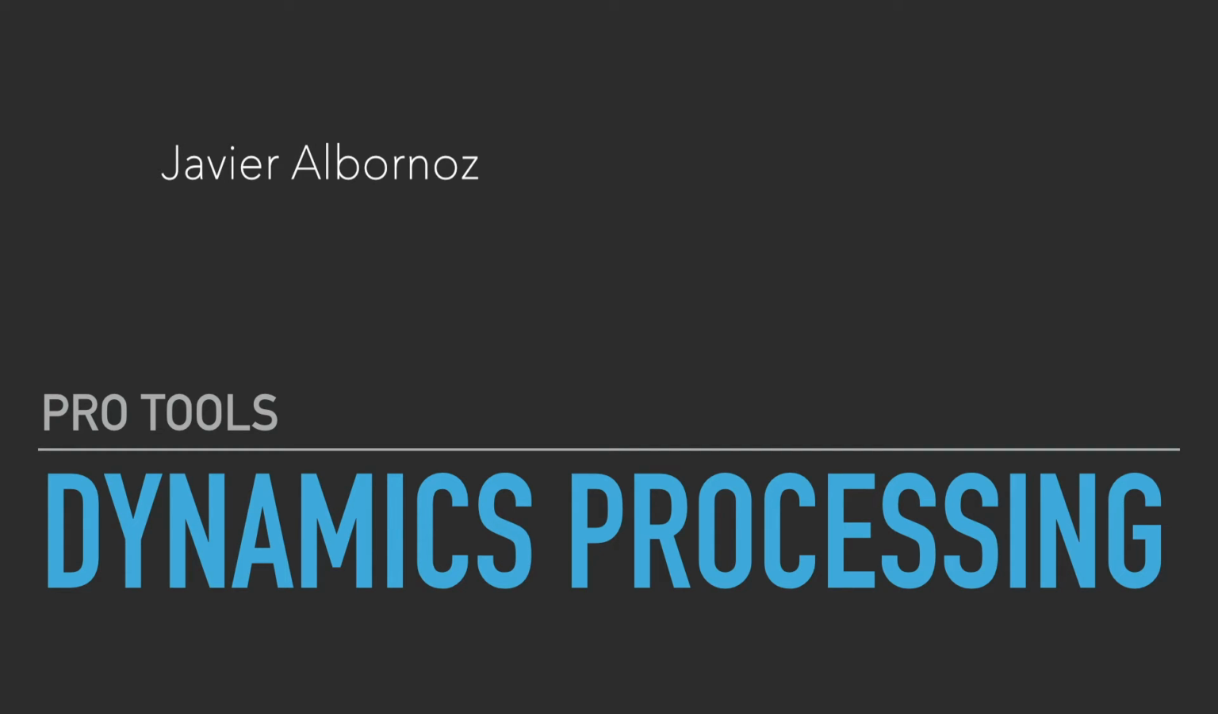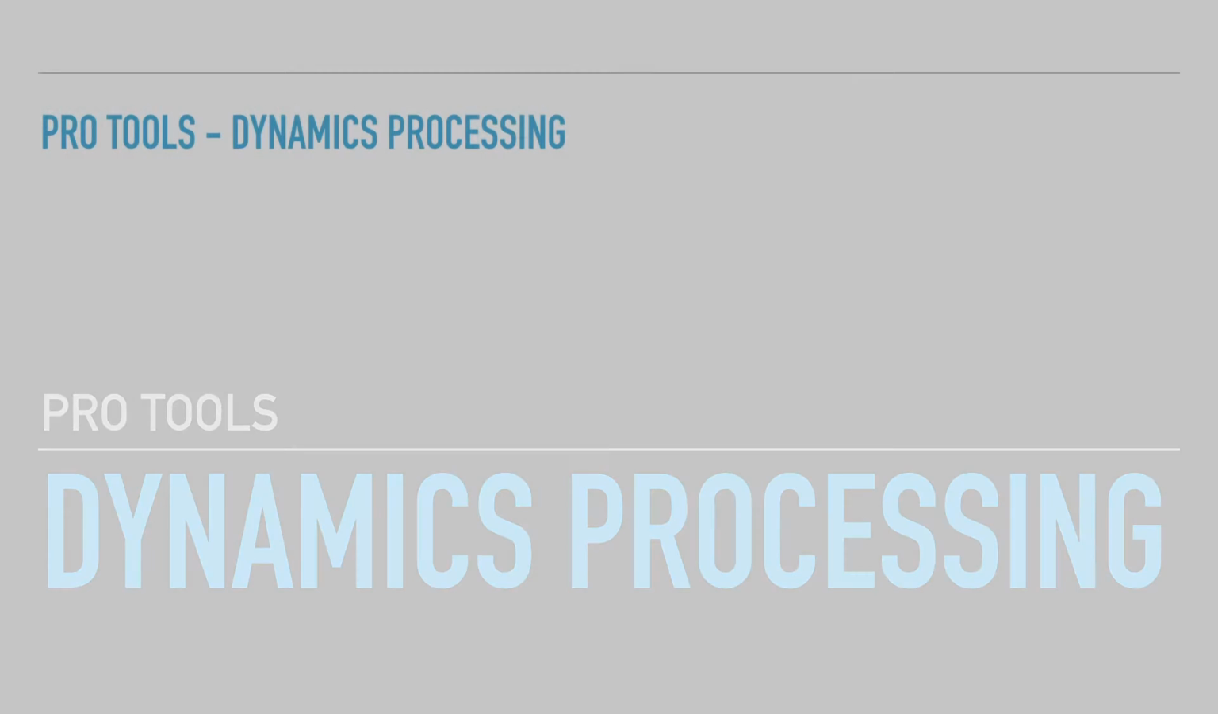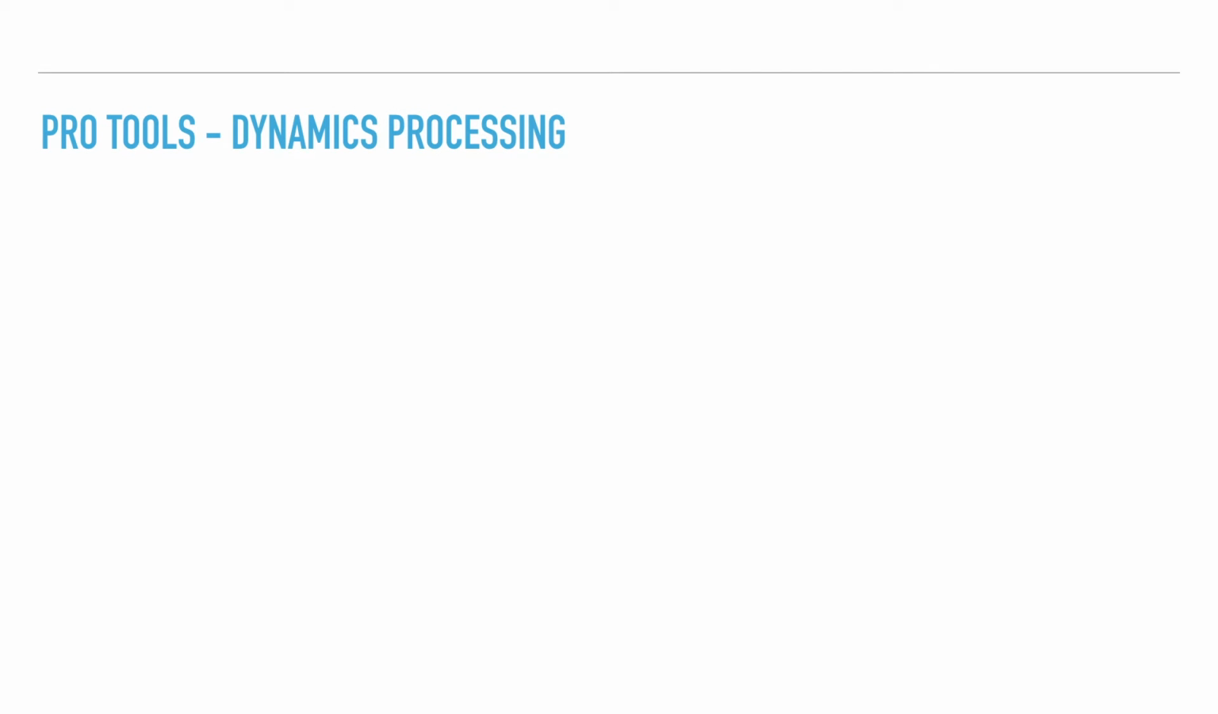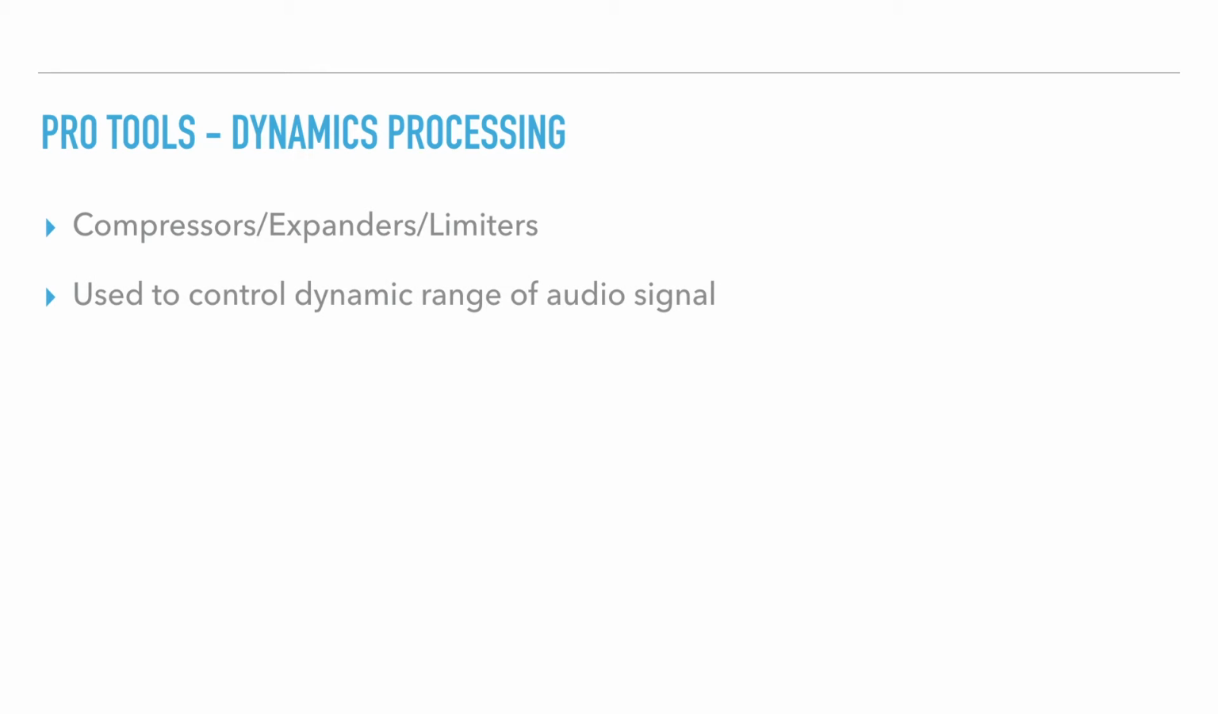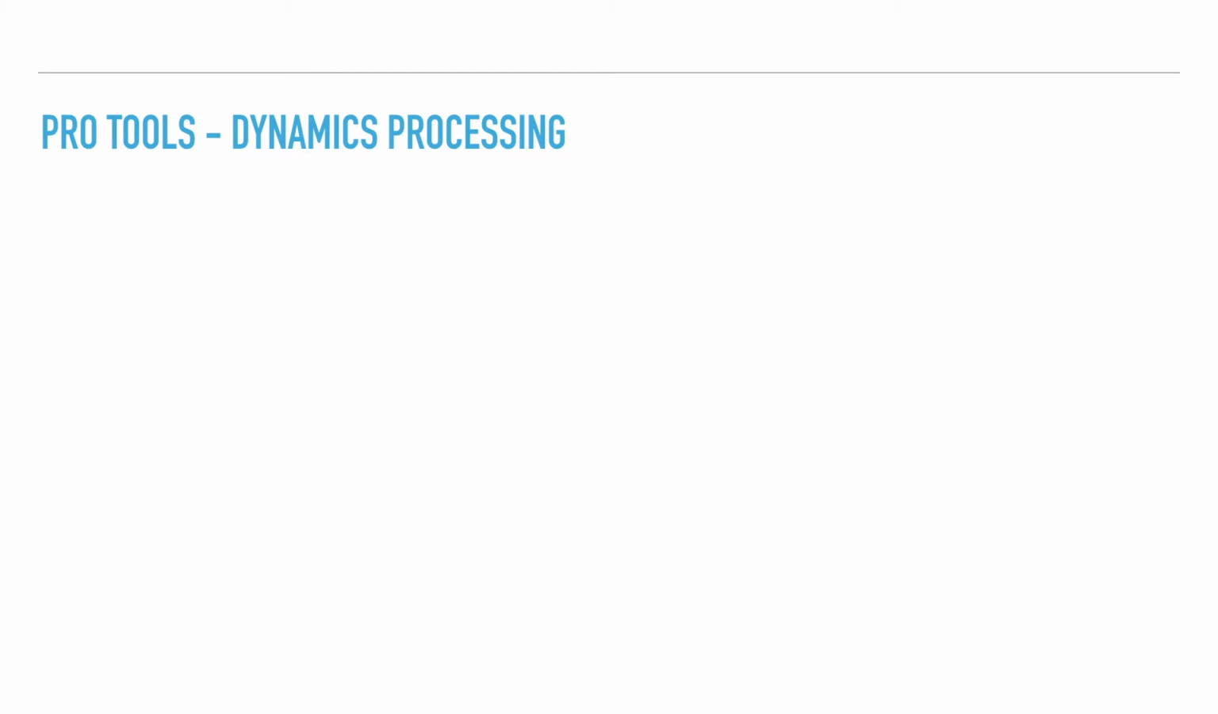Today we're going to be talking about dynamics processing in Pro Tools. Some of the things we'll discuss are using compressors, expanders, and limiters, how they're used to control the dynamic range of an audio signal, control peaks in an audio signal, and bring up softer sounds. So some of the concepts we'll talk about are using the threshold, ratio, makeup gain, attack, and release.